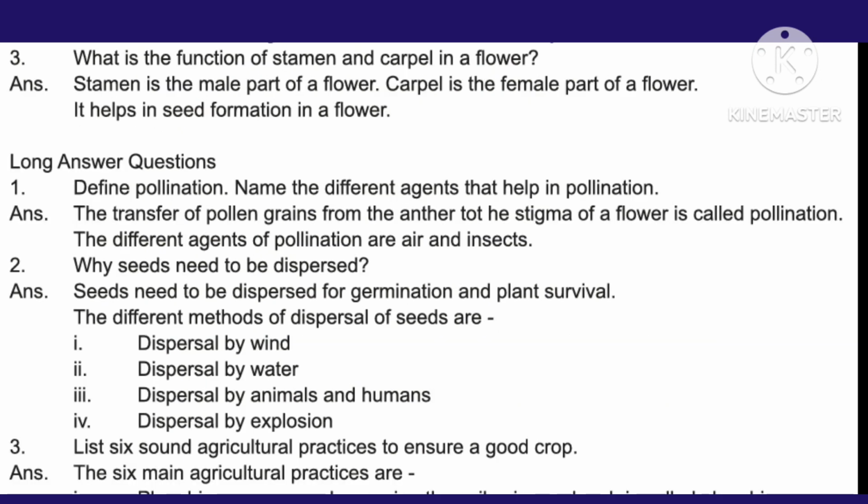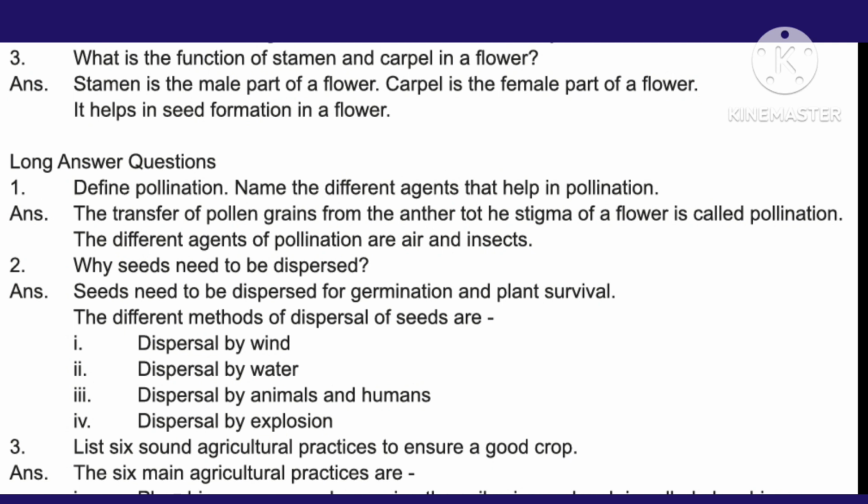Third है what is the function of stamen and carpel in a flower? Answer, stamen is the male part of a flower. Carpel is the female part of a flower. It helps in seed formation in a flower.